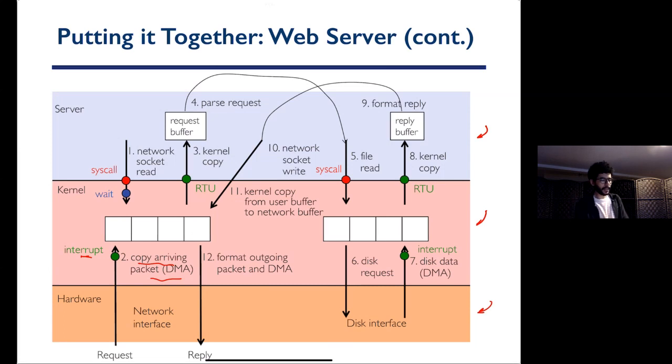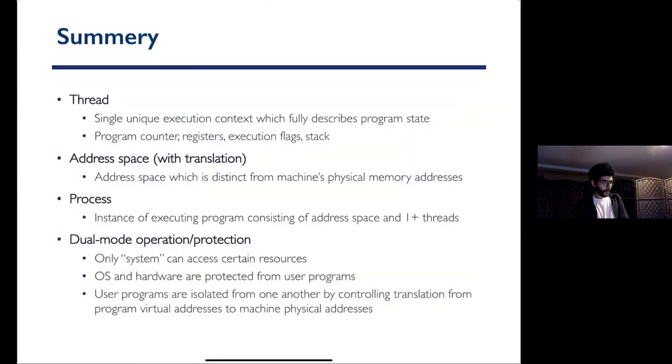Oh, this last step I forgot. So then you basically DMA. Once you have the file that you want to send, you DMA it to the NIC, and then the NIC sends it to the client that asked for the file.